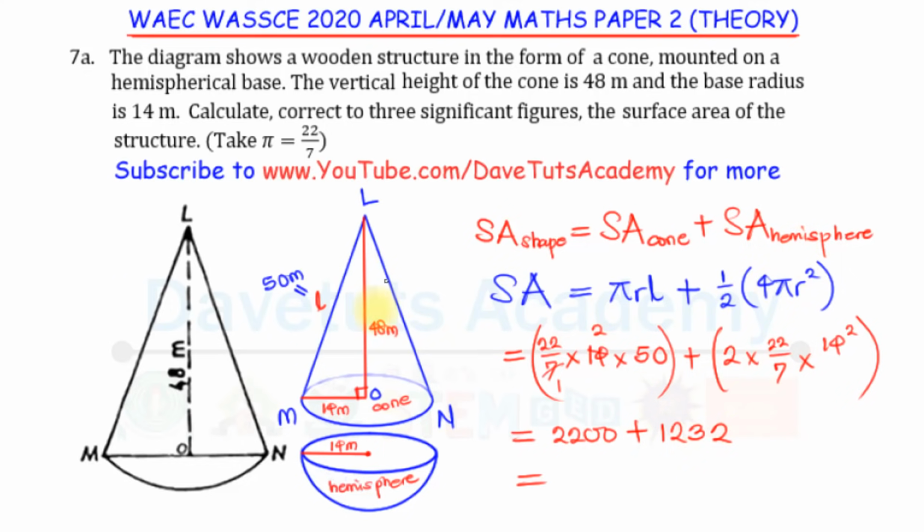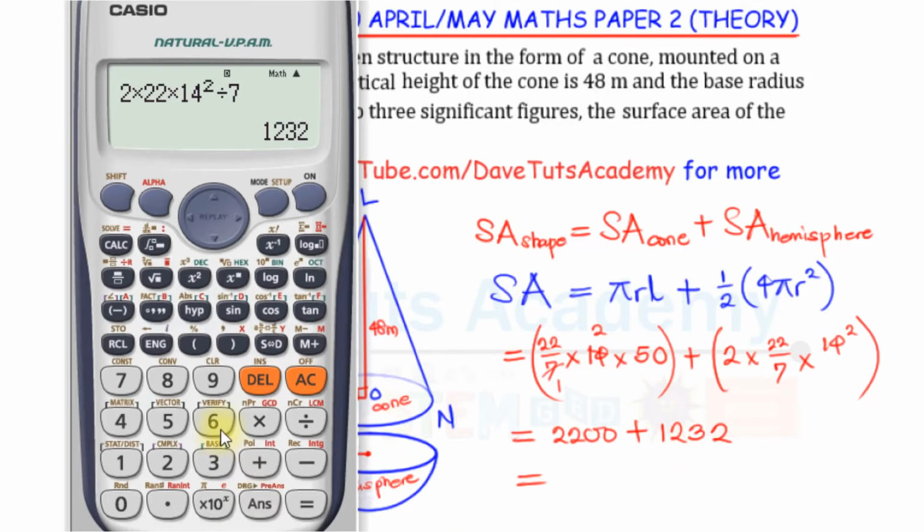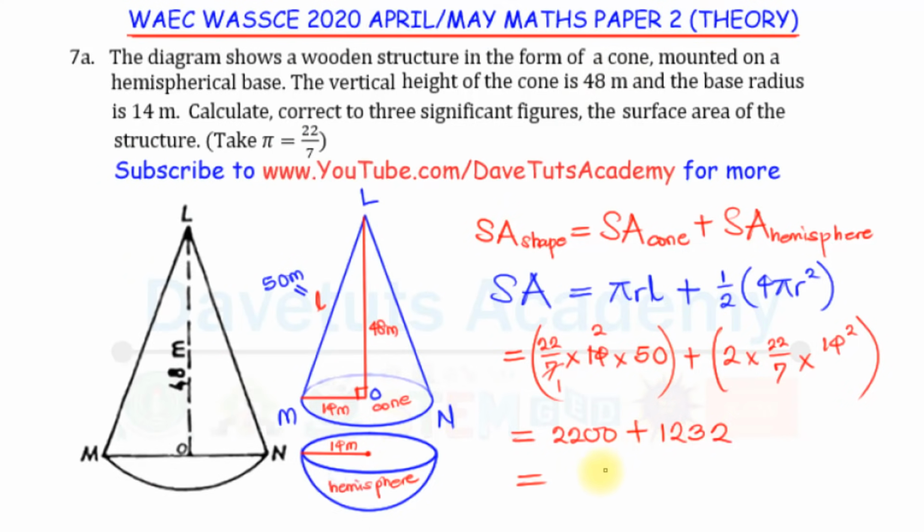The surface area of the shape will be the addition of these two, and if we evaluate that, 2,200 plus 1,232 gives us 3,432 meters squared. But we are asked to get it correct to 3 significant figures.